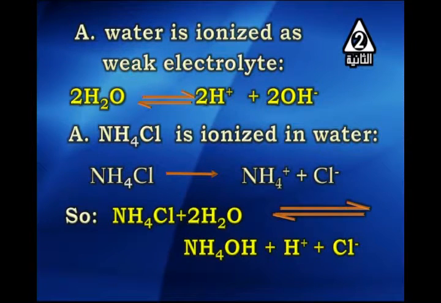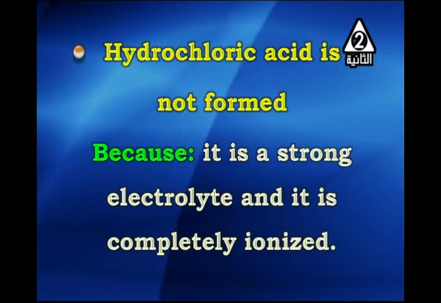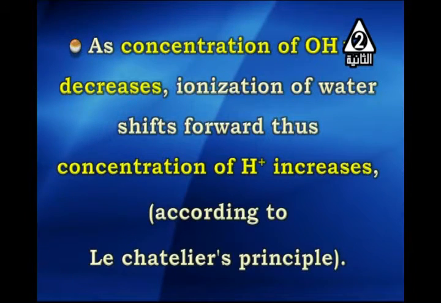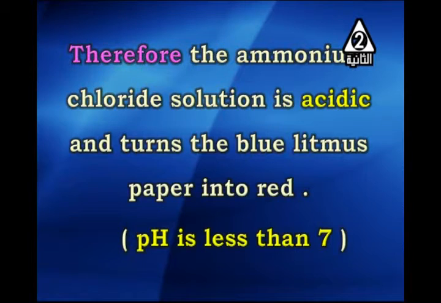You have to say hydrogen ion and chloride ion because they are strong electrolytes and so completely ionized. So we can say hydrochloric acid is not formed because it's a strong electrolyte and it is completely ionized, while ammonium hydroxide is formed because it is a weak electrolyte and it is incompletely ionized. So the concentration of hydroxide ion decreases and the ionization of water shifts forward. Thus, the concentration of hydrogen ion increases according to Le Chatelier principle. Therefore, the ammonium chloride solution is acidic and turns the blue litmus paper into red. So the pH of the solution is less than 7.